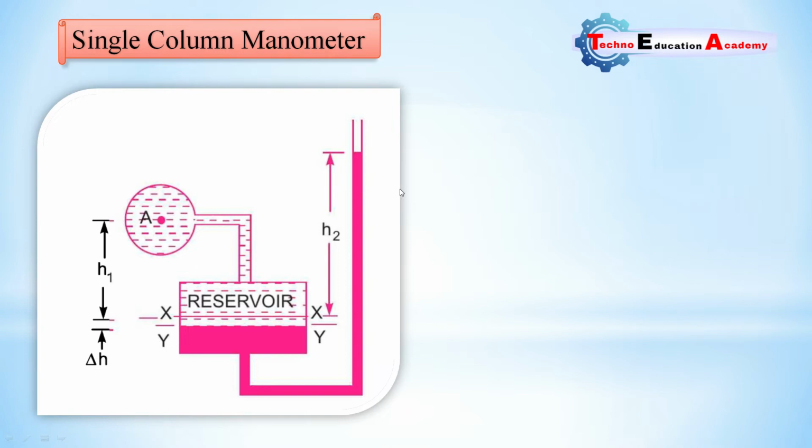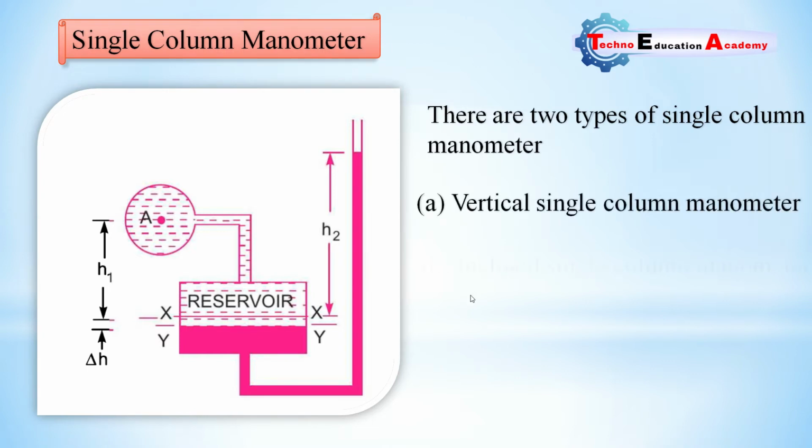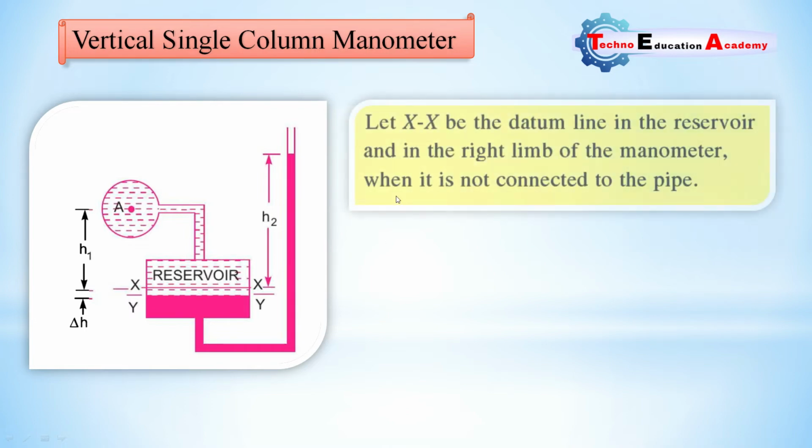Now we will derive the equation of pressure for single column manometer. There are two types of single column manometer: vertical single column manometer and inclined single column manometer. So here we are considering in first case vertical single column manometer. Here you can see that the column is vertical, so it is called vertical single column manometer. Let XX be the datum line in the reservoir and in the right limb of the manometer. This is called reservoir because its capacity as compared to the column is so high. Here XX is the datum line in the reservoir when it is not connected to the pipe. So it is the initial position of the fluid.